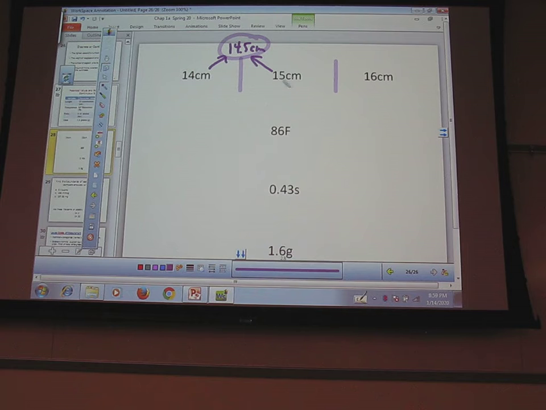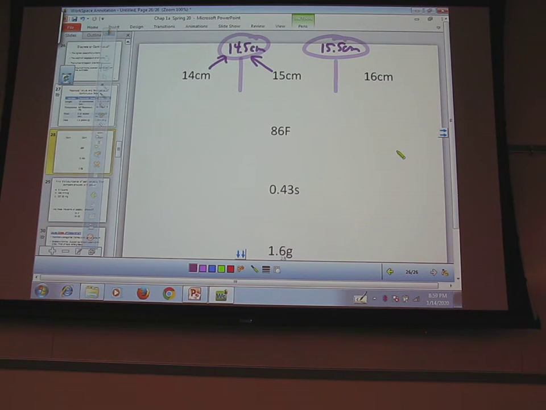What's the boundary between 15 and 16? 15.5, the number halfway between them. Again, that's 15's upper boundary and 16's lower boundary. So those are our boundaries. You'll notice they have one more decimal place than the regular data.